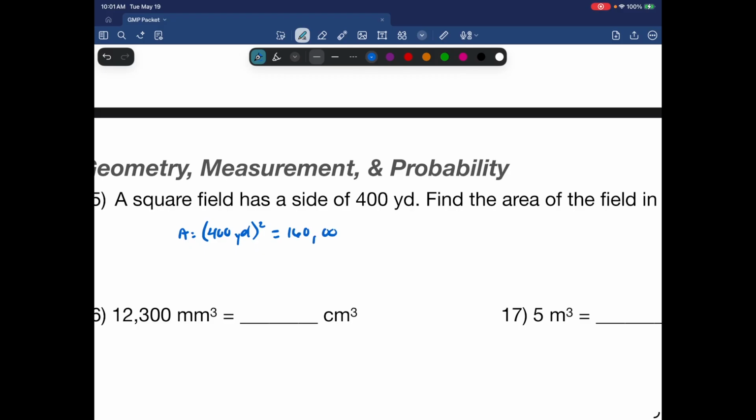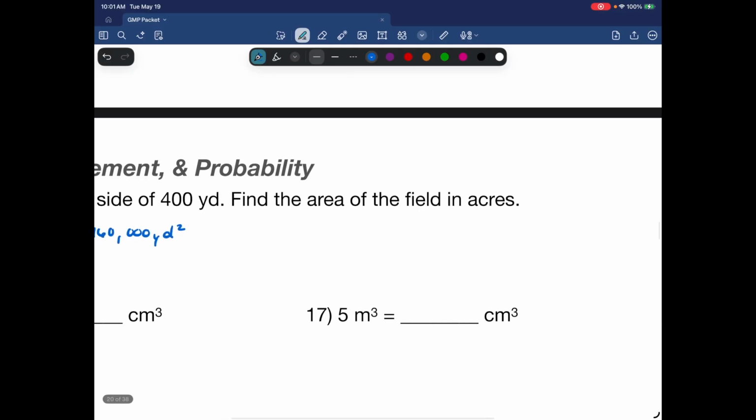So it's going to be 160,000 yards squared. And then 1 acre is 4,840 yards squared, so I have 160,000 yards squared times 1 acre over 4,840 yards squared. That's just a simple multiplication, and you get approximately 33 acres.